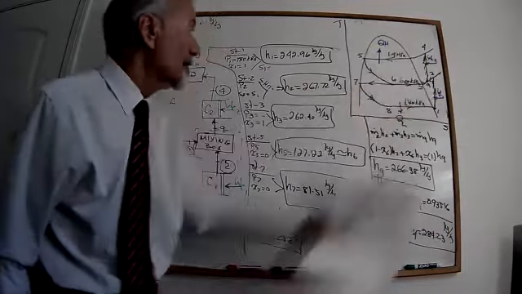I have the QL, I have the work in, so my COP is equal to QL divided by work in. If I plug the numbers in, I get 3.3, that is the coefficient of performance.